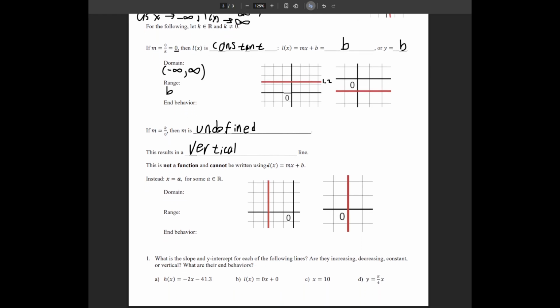All right, so yeah, this is not a function. It can't be written in our normal function way. However, we can still graph this. So instead of y equals b, you actually won't have a y value at all. You'll just have x equals some number. So right here, x equals a. Again, a could be 1, 2, 3, 4, 5, whatever your heart desires. Your domain is just a. Your range will be negative infinity to infinity.